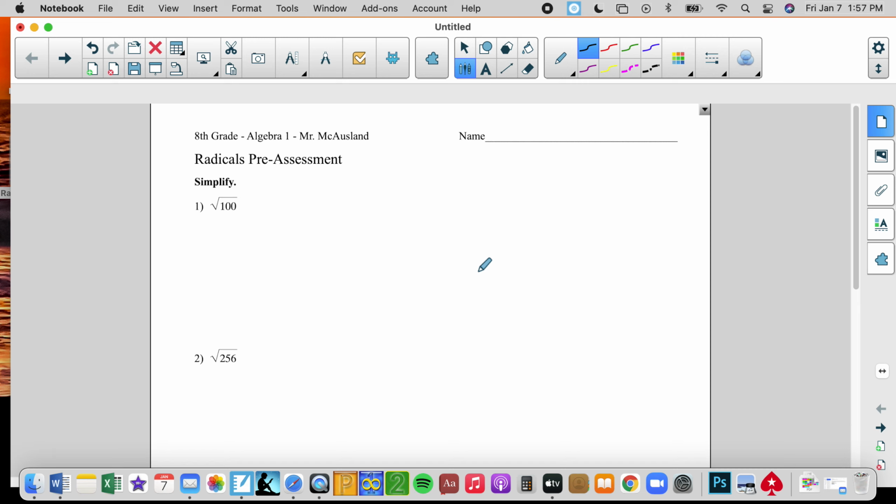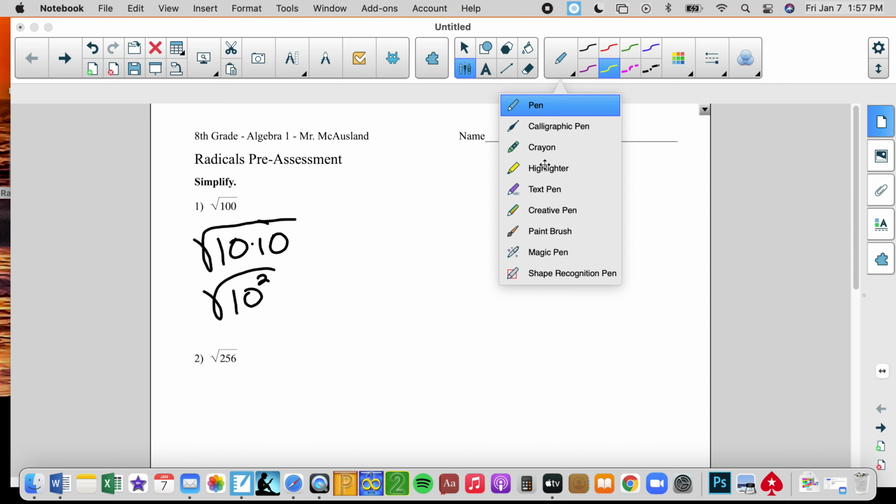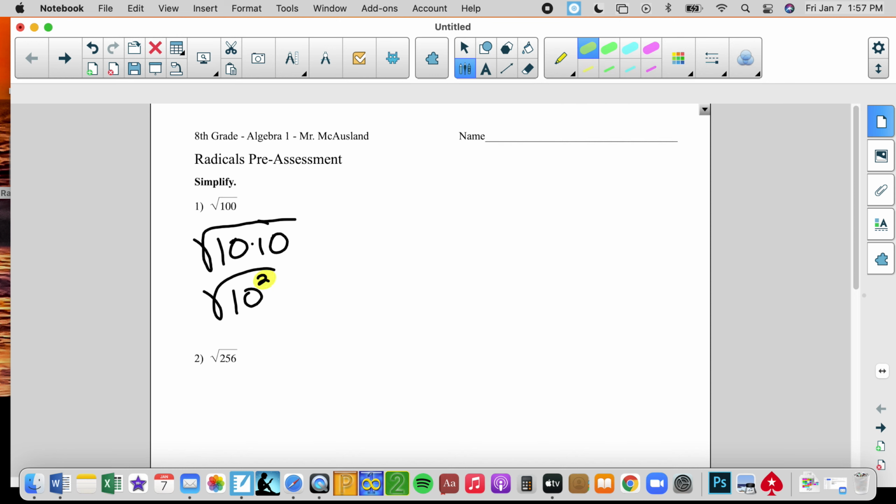So the first one, we're always looking to see, is the radical a perfect square? In this case, 100 is a perfect square. Remember, 100 can be written as 10 times 10, and then 10 times 10 can be written as 10 squared, and the square cancels with the square root. So the square root and the square will cancel, and that leaves you with the base. So that would just equal 10. So your answer would just be 10.